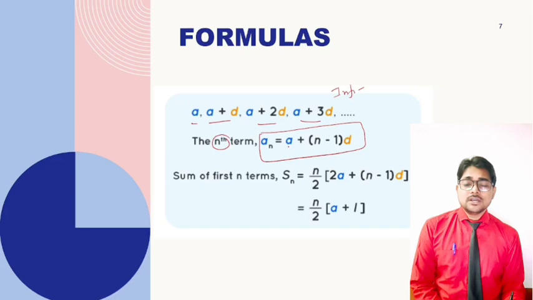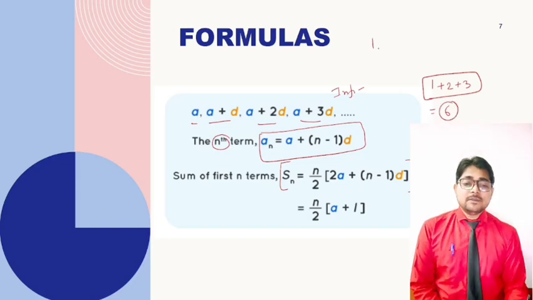Here A is your first term, n is the position or the nth term, and D is your common difference. In the same way, if you are finding the sum, for example if we have the AP 1, 2 and 3 and add all of these numbers, we get the result 6. So if we have an AP like 1, 2, 3, we use this formula and get this result.